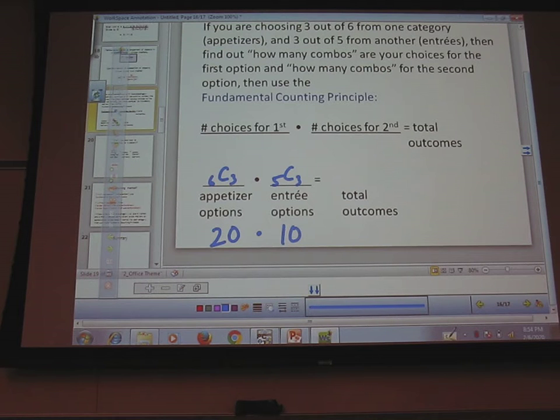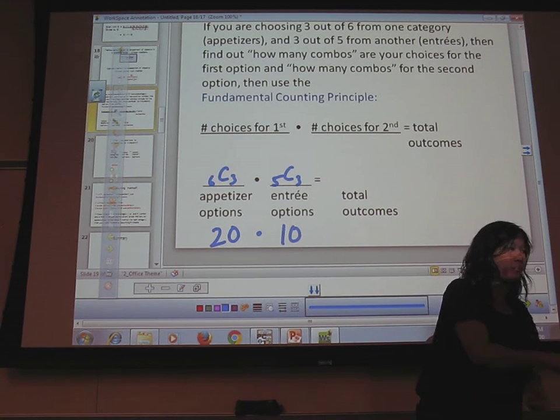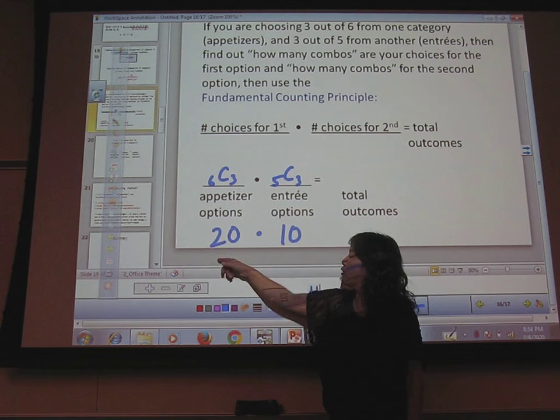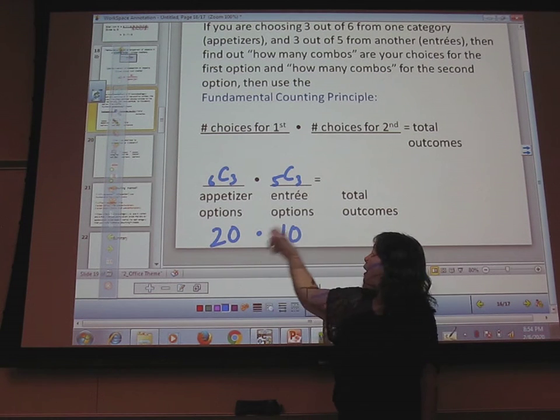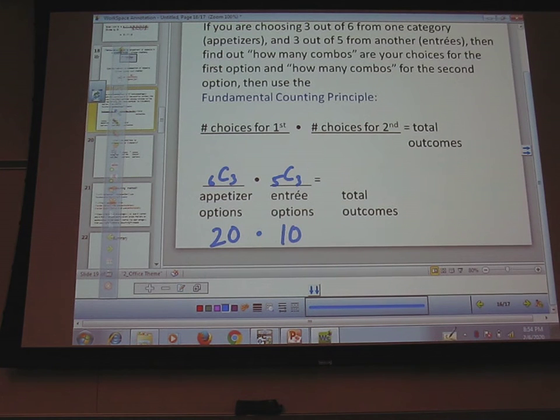So if I picked shrimp and crab cakes and hot dogs in a bun, then I would still have 10 different entree options I could choose from. But if I choose shrimp and crab cakes and chips, then I have another 10 entree options to choose from. So for every one of these 20, I have 10 of these options to pick from. So I have 20 times 10 total possible menus I can choose from.